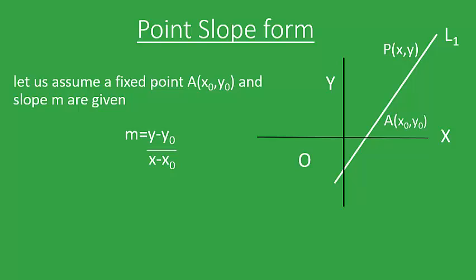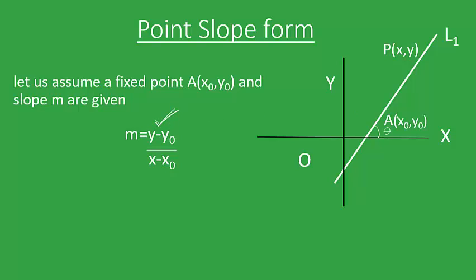The first form which we look into is that of the point slope form. Let's say we have a particular line L1 on which we are being given a point A and the slope, say, m. This is the foremost and the simplest one. We'll derive other results based on this only.